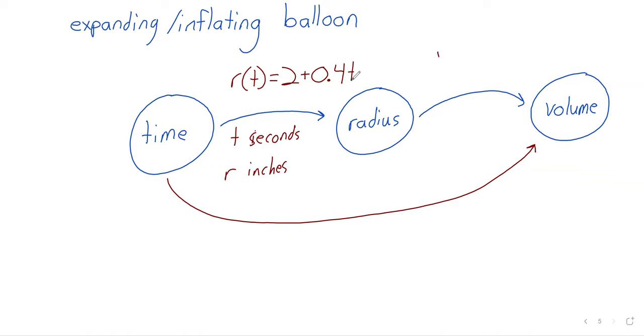Now, V of R. I won't test to see if you know this. This is one of the formulas we probably all learn in high school and then never think about again. But the volume of a sphere with radius r is 4/3 pi r cubed, where here r is in inches, and the volume is in inches cubed.